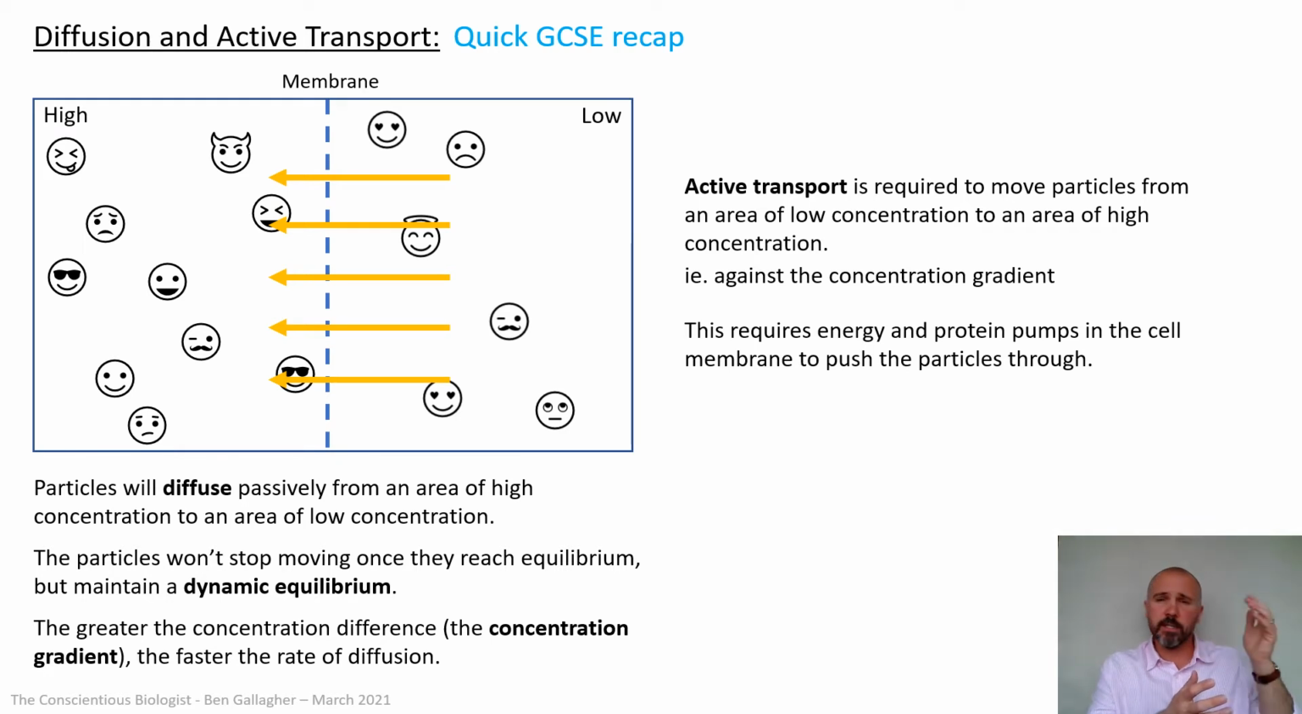Now, diffusion might be still trying to bring them back, so your rate of active transport needs to be greater than the rate of diffusion if you're going to get a net movement of particles.